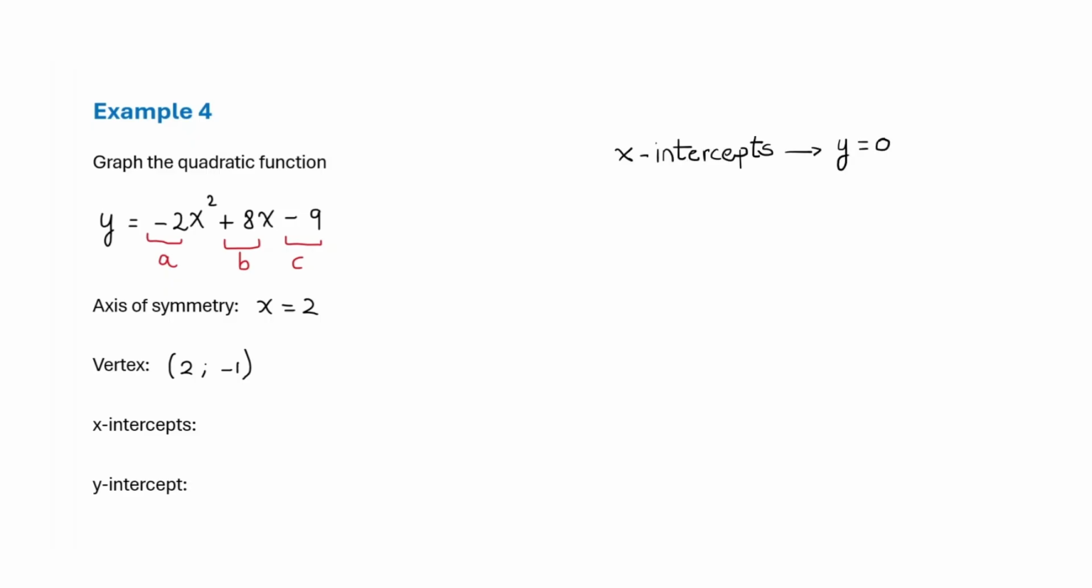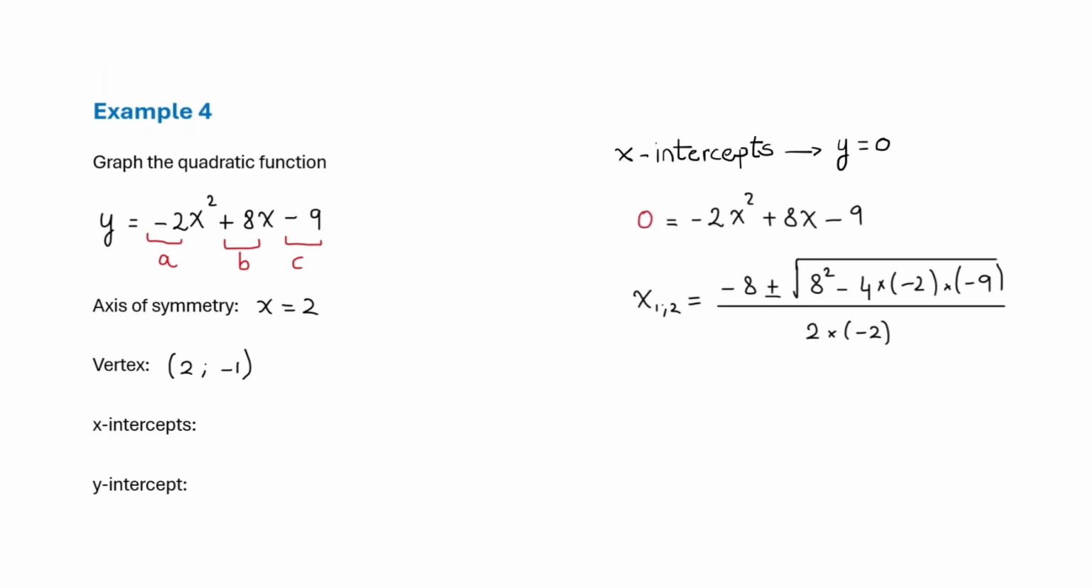To find the x-intercepts, we set y equal to 0. 0 equals negative 2x squared plus 8x minus 9. We then apply the quadratic formula, x equals negative 8 plus or minus the square root of 8 squared minus 4 times negative 2 times negative 9, all over 2 times negative 2. This becomes x equals negative 8 plus or minus the square root of 64 minus 72, all over negative 4.